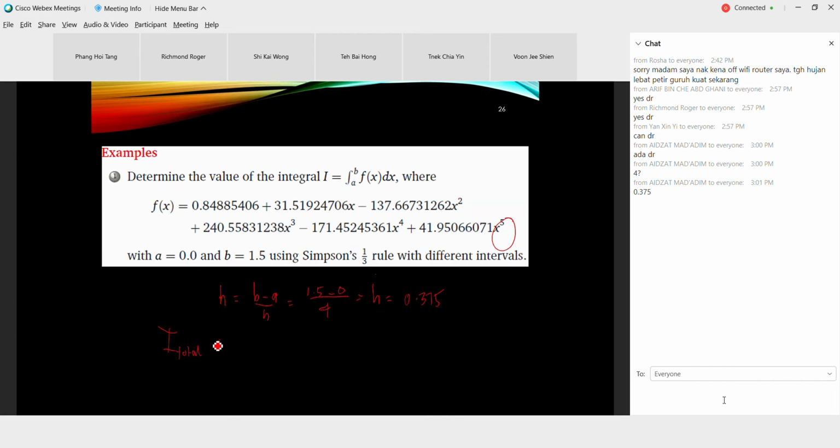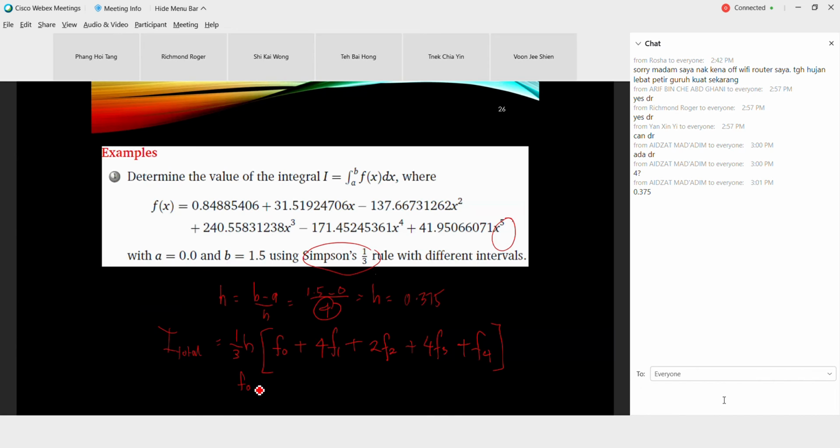Okay. So after that, we need to write our total integration equation. First, because of Simpson 1/3, it's basically 1 over 3 multiply H. So for 4, first is F naught plus 4F1 plus 2F2 plus 4F3 and then plus F4. You must write like this and then please recalculate every function.